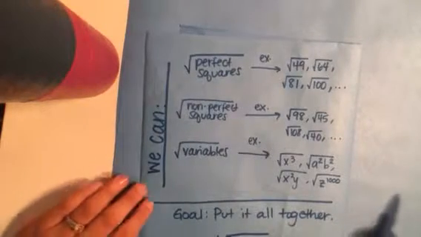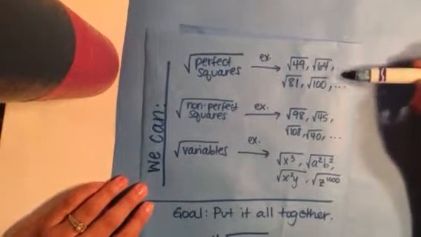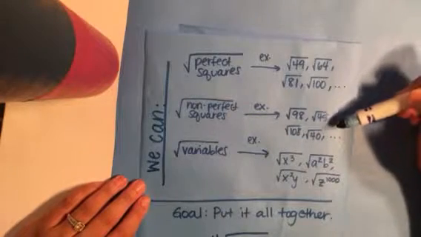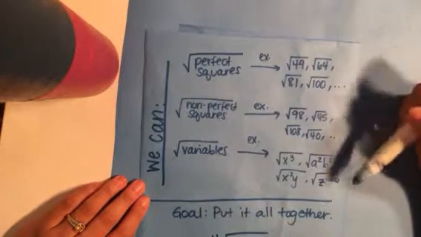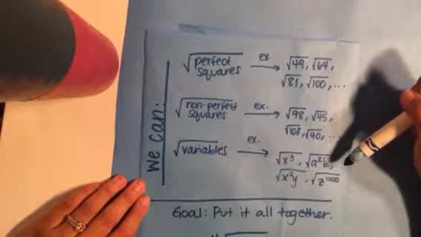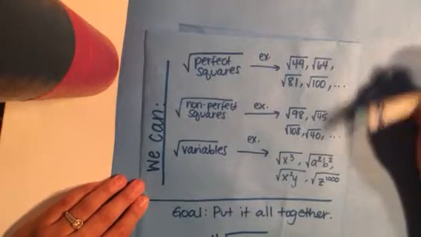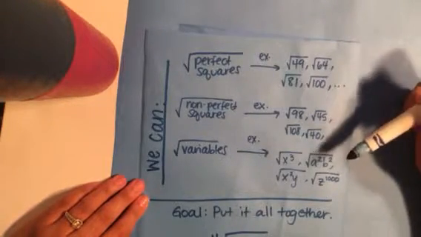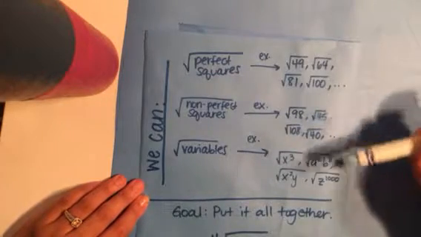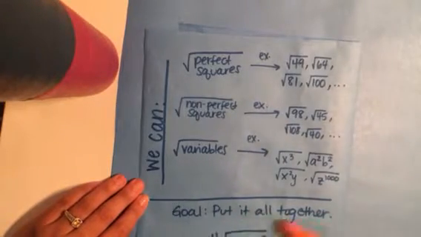So far we've looked at how to find the square root of things like perfect squares, how to find the square root of non-perfect squares, and variables. And really when we say how to find the square root, we're just kind of talking about how to simplify these so that they look smaller. So now that we can do all of these three things, we can put it all together.